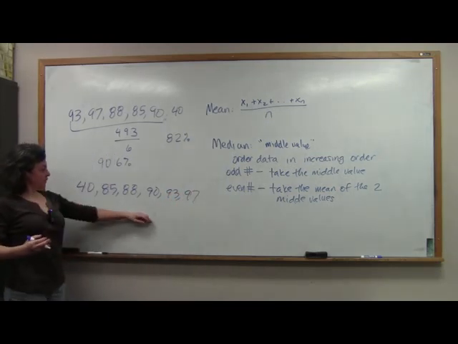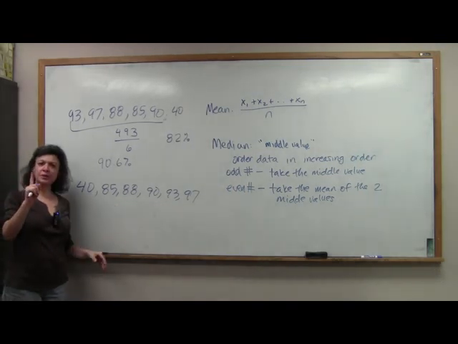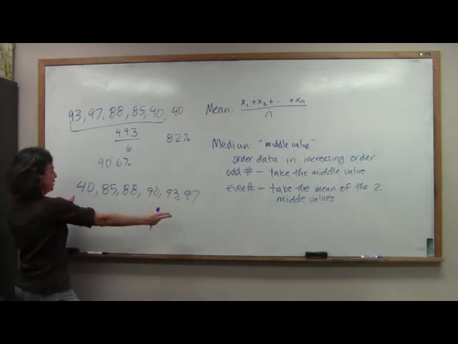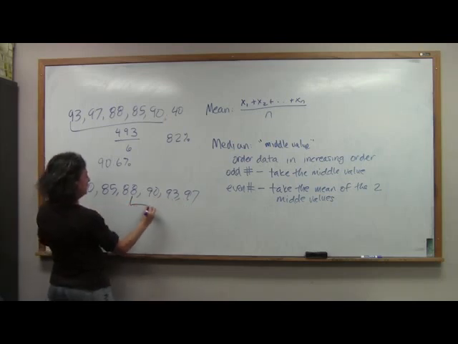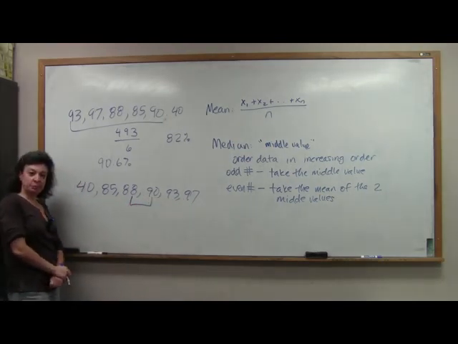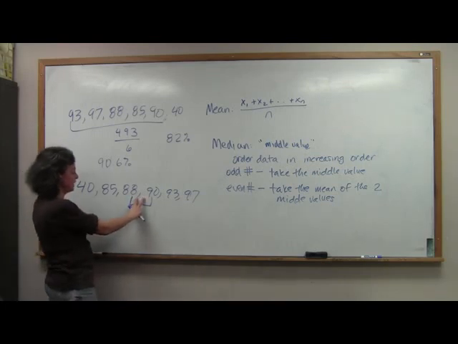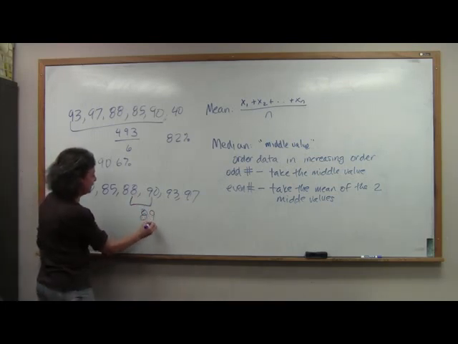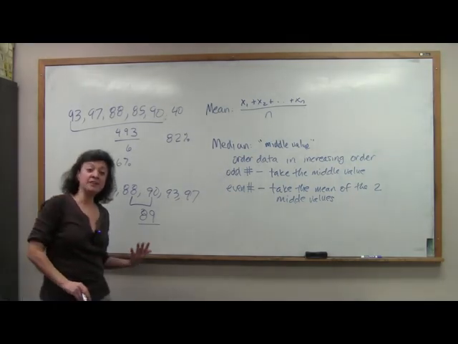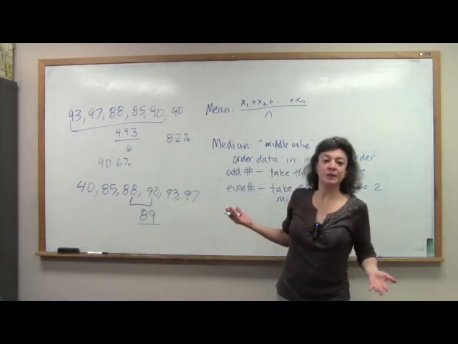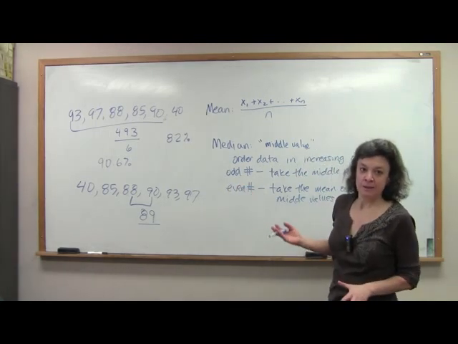Okay, now notice we have an even number of data points, so there is no one middle value. So we start on the outside and walk on in, and those are our 2 middle data points. And I claim if you take the average of those two, you get an 89. Okay, pretty similar to what we found with our mean when we didn't pay attention to the outlier.